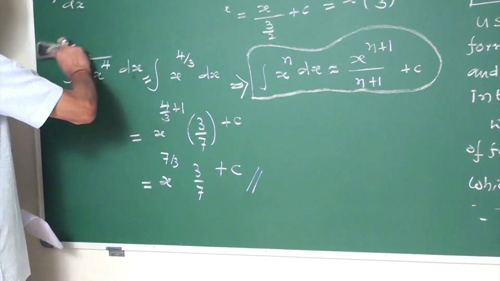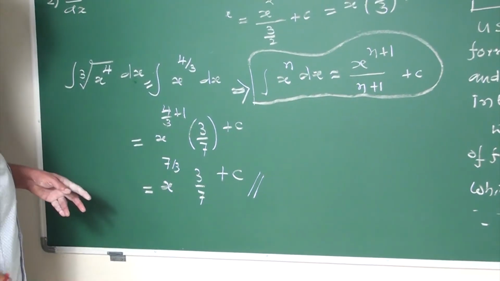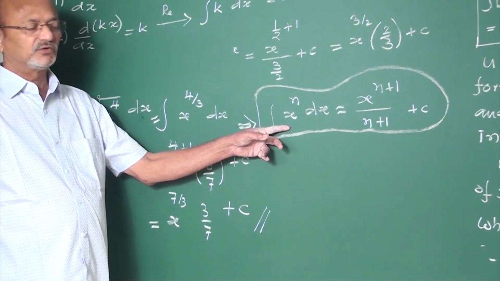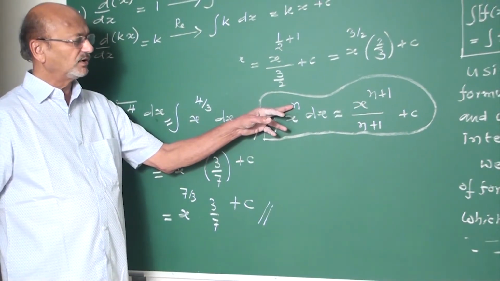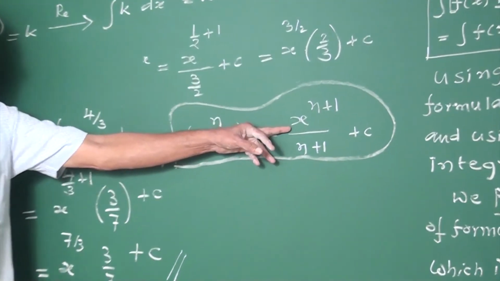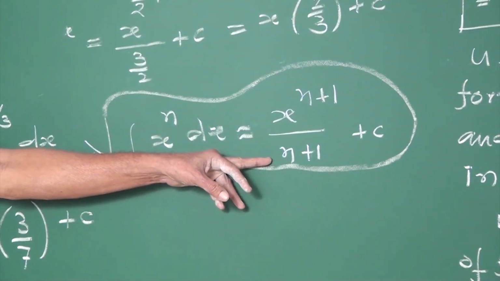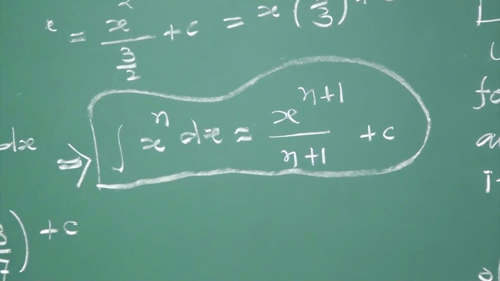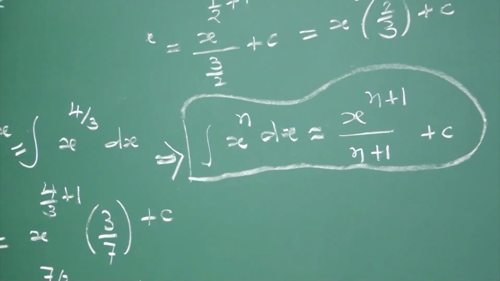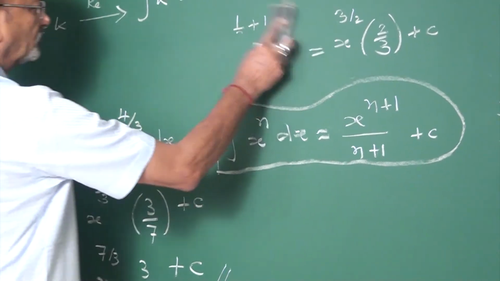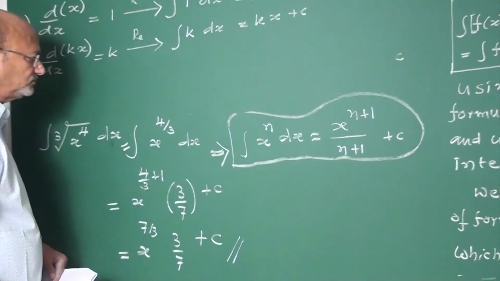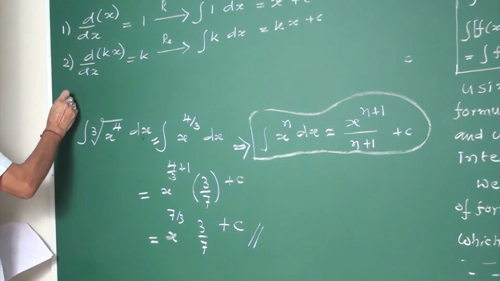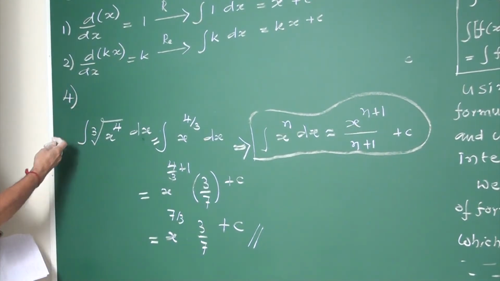Yes, my friends. These are some verifications based on this formula. What is that formula? Integral x to the power n dx is what? x to the power n plus 1 upon n plus 1 plus c. And the fourth formula. Take it. Fourth formula.